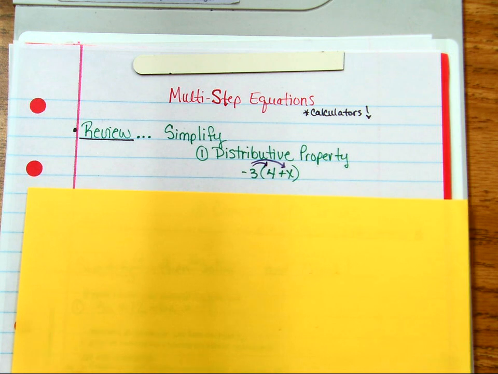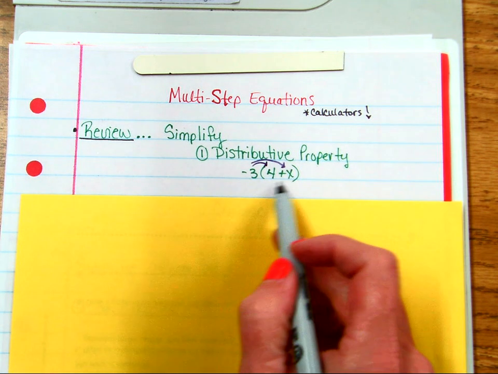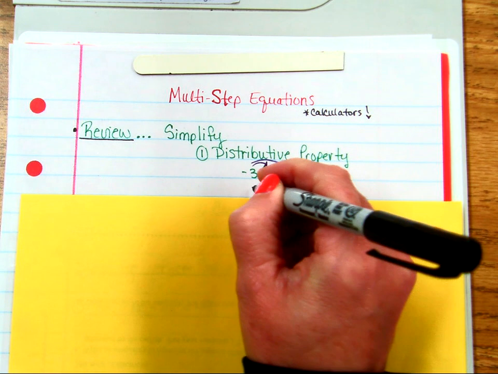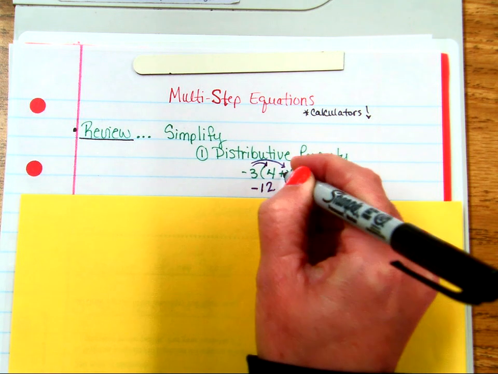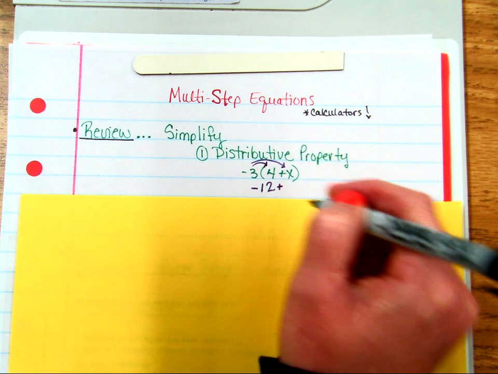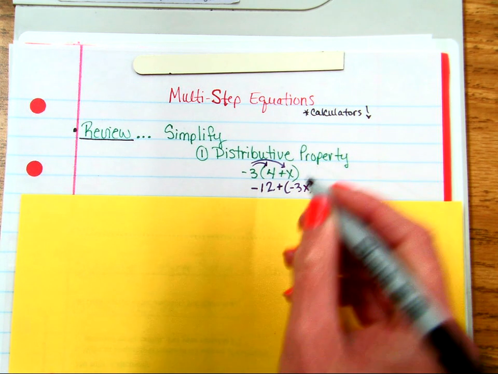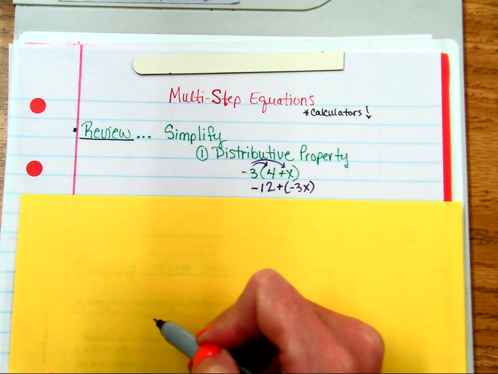So if I were to simplify this expression, notice it's an expression because there's no equal sign. Negative 3 times 4 is negative 12 plus negative 3 times x, negative 3x. And again, I put that inside parentheses to separate that plus and minus.